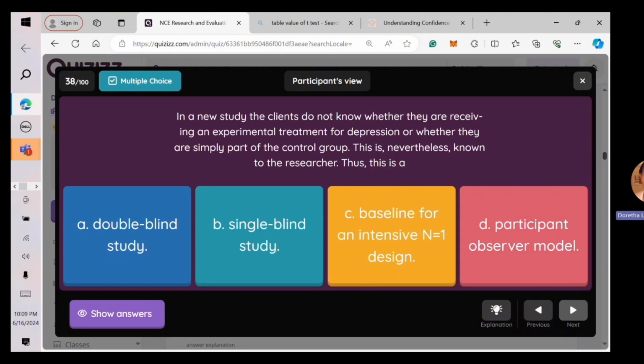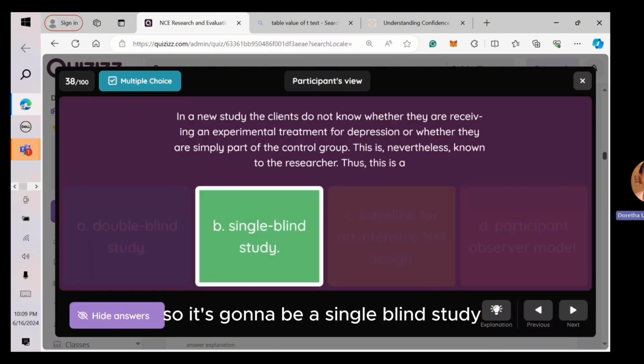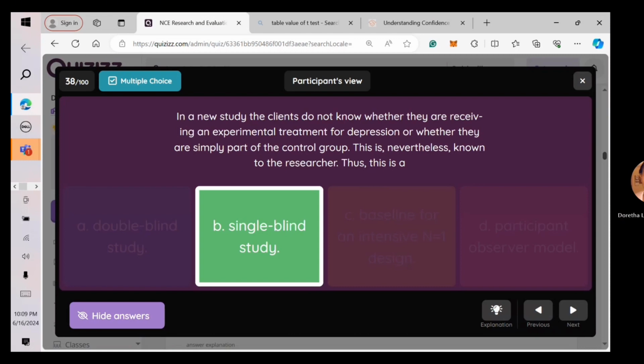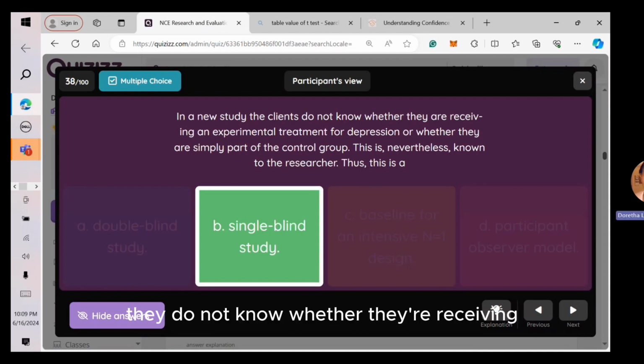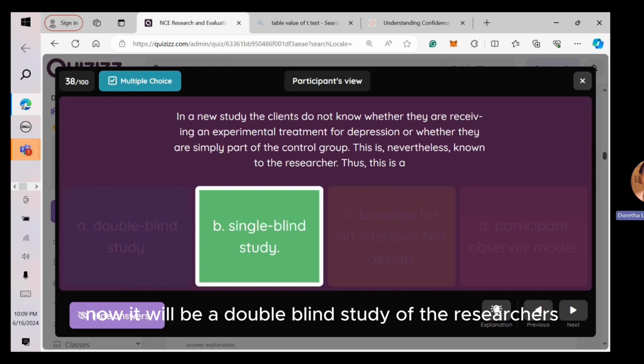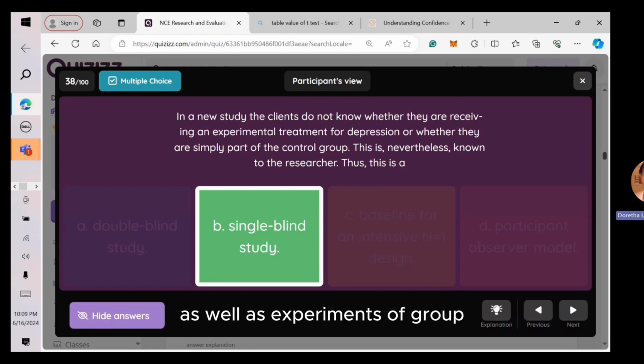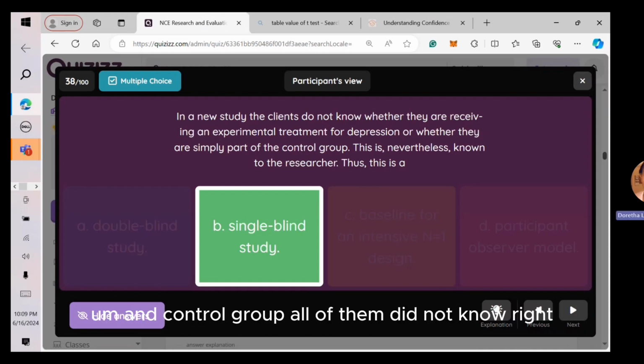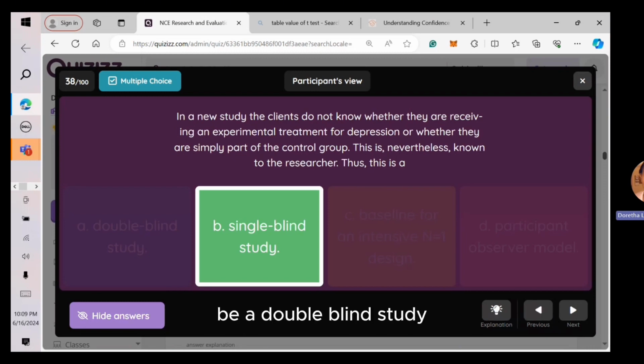All right. So it's going to be a single-blind study because only one group, the control group, does not know whether they're receiving the treatment for depression or not. Just the researchers know. Now, it would be a double-blind study if the researchers, as well as the experimental group and the control group, all did not know.